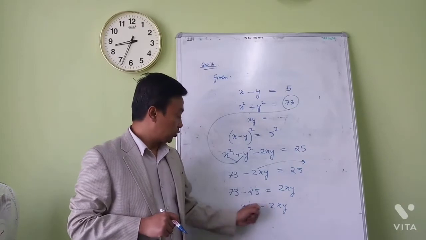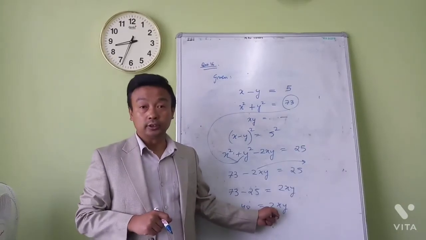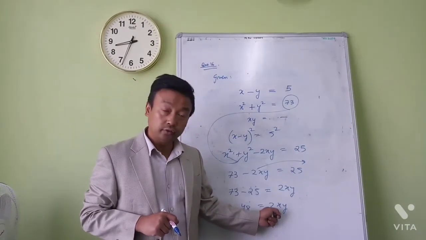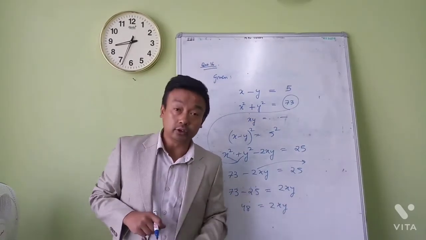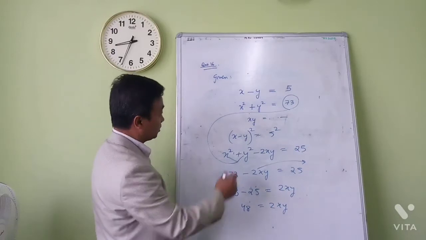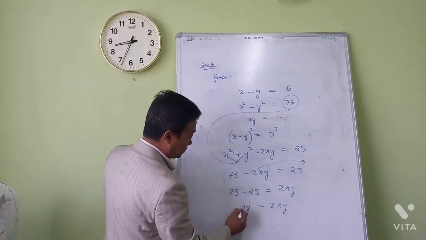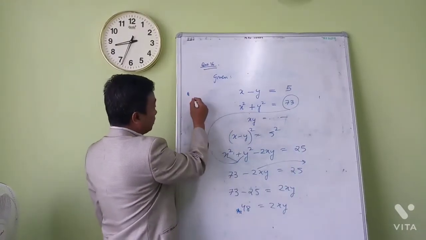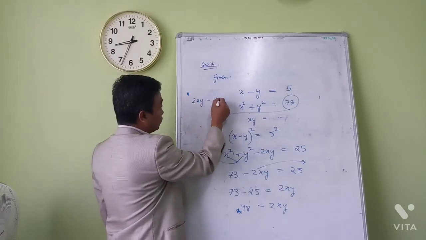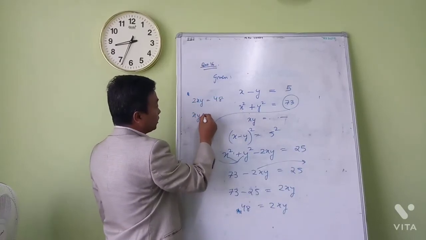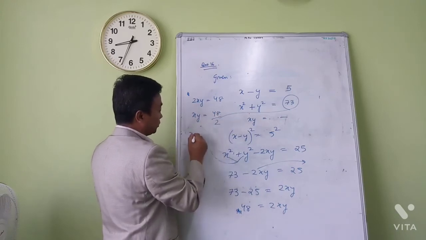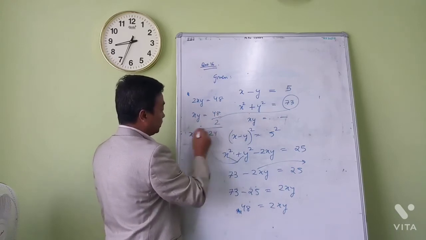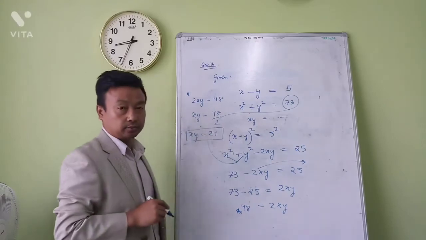Okay, so after subtracting this, now what we have got is 2xy equals 48. If you see that 2 is the coefficient in front of xy, it is multiplying. So if you get rid of this 2, it will go down and cross multiply. Therefore, you get 2xy equals 48, or xy equals 48 by 2. Therefore, the value of xy will be 24. So this is the answer.